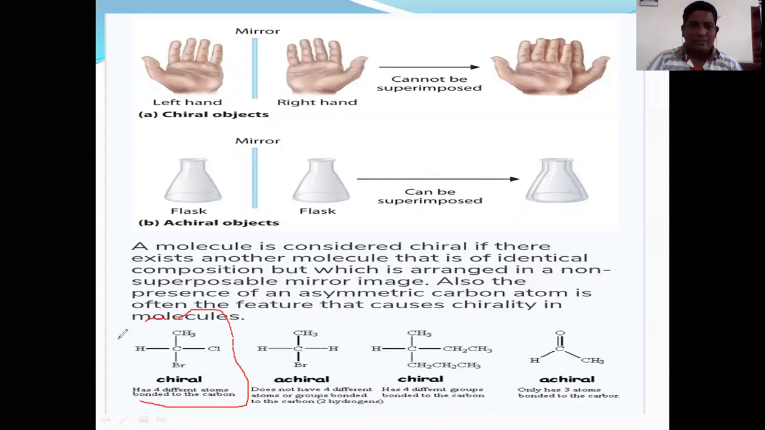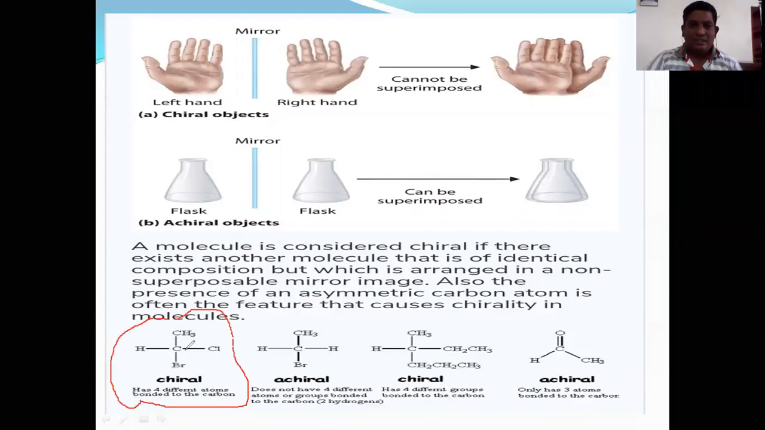In this example, I'm taking a chiral molecule. Here I'm taking a carbon-containing compound, and this carbon is attached to methyl, Cl, bromine, and hydrogen. Methyl is 1, Cl is 2, bromine is 3, and hydrogen is 4. Then 1 is not equal to 2, not equal to 3, not equal to 4. So I'm saying this carbon is going to be chiral.